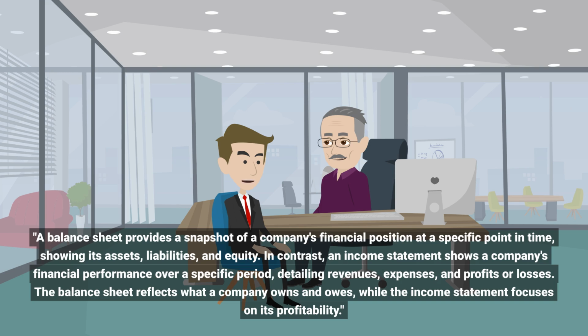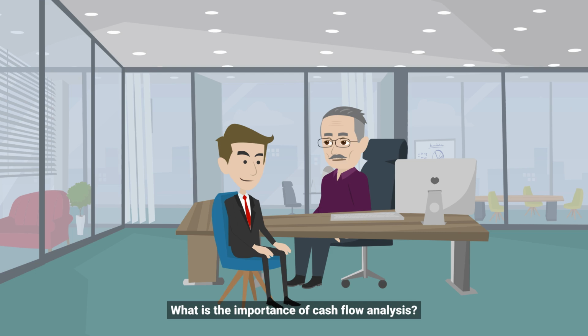Explain the difference between a balance sheet and an income statement. A balance sheet provides a snapshot of a company's financial position at a specific point in time, showing its assets, liabilities, and equity. In contrast, an income statement shows a company's financial performance over a specific period, detailing revenues, expenses, and profits or losses. The balance sheet reflects what a company owns and owes, while the income statement focuses on its profitability.